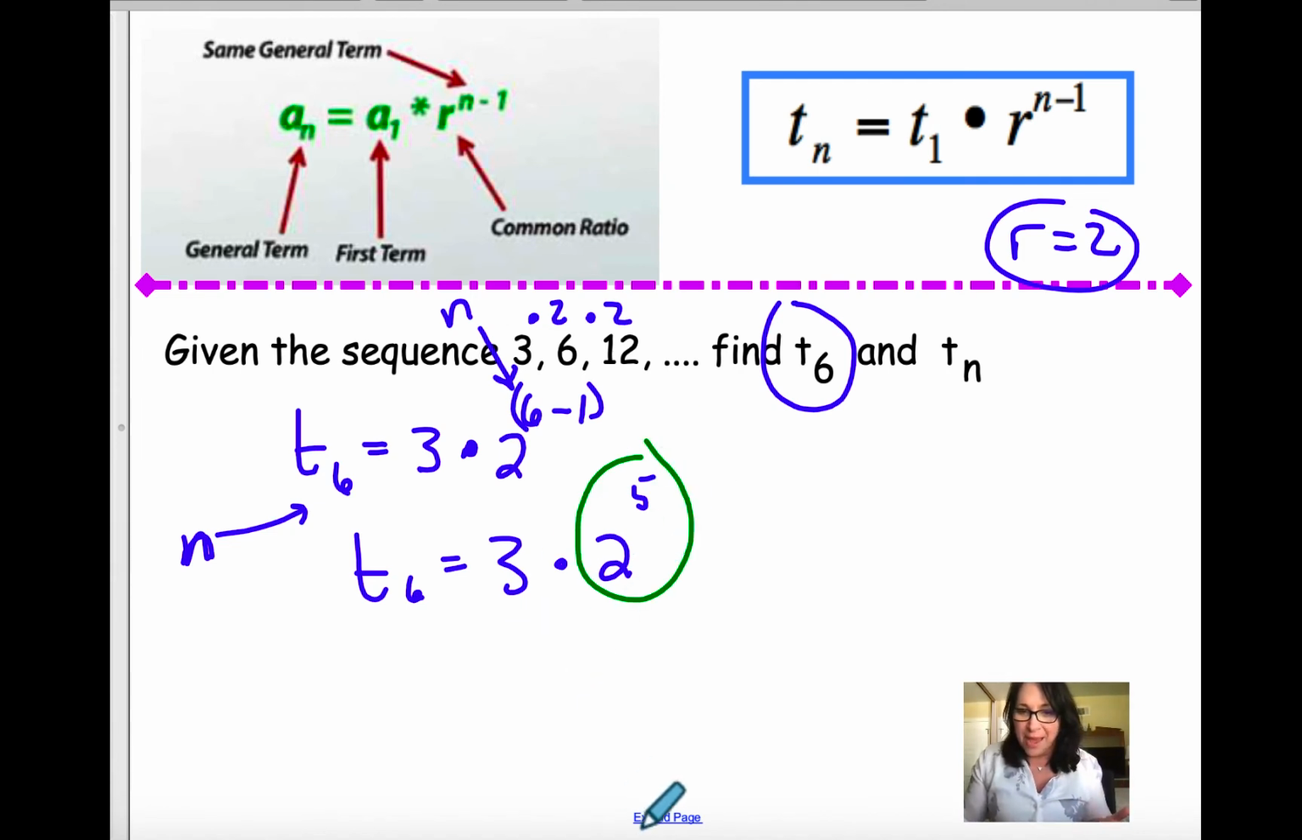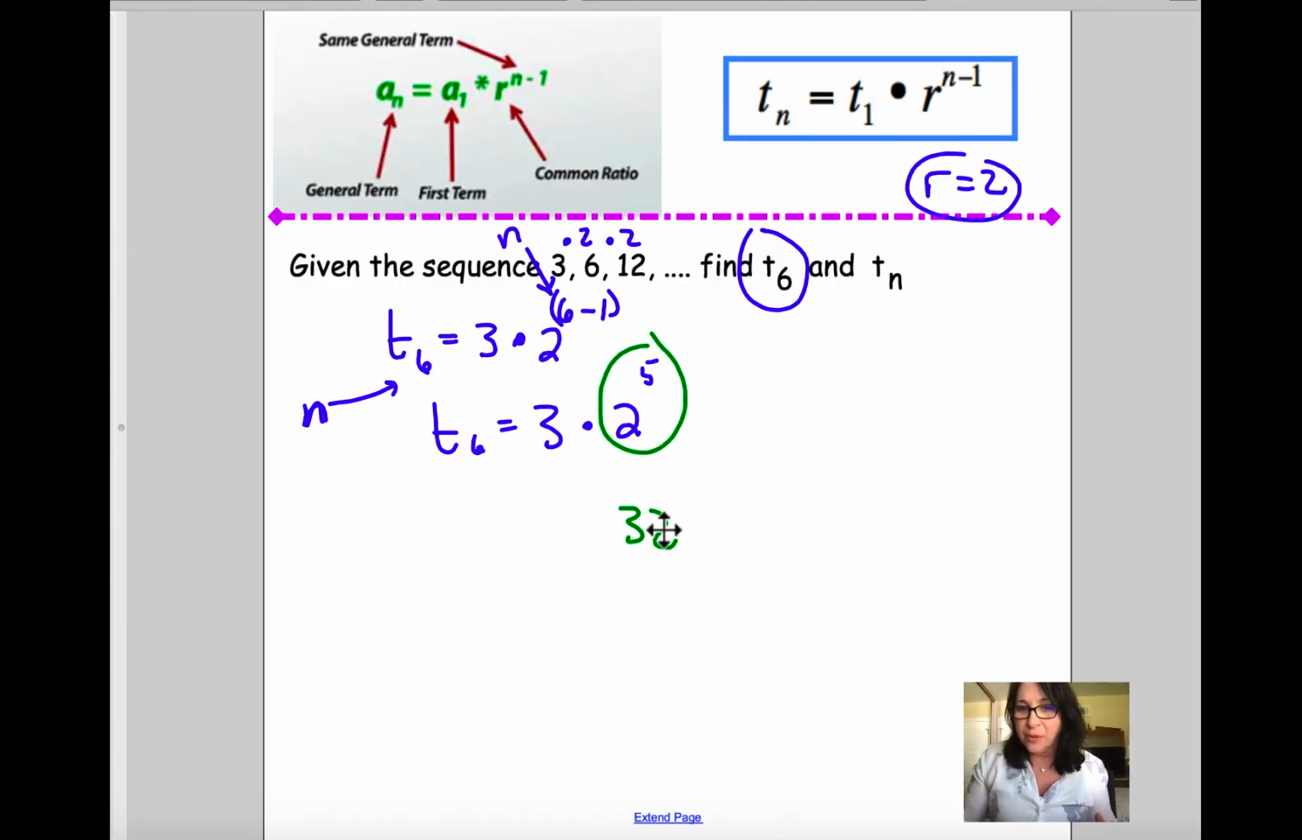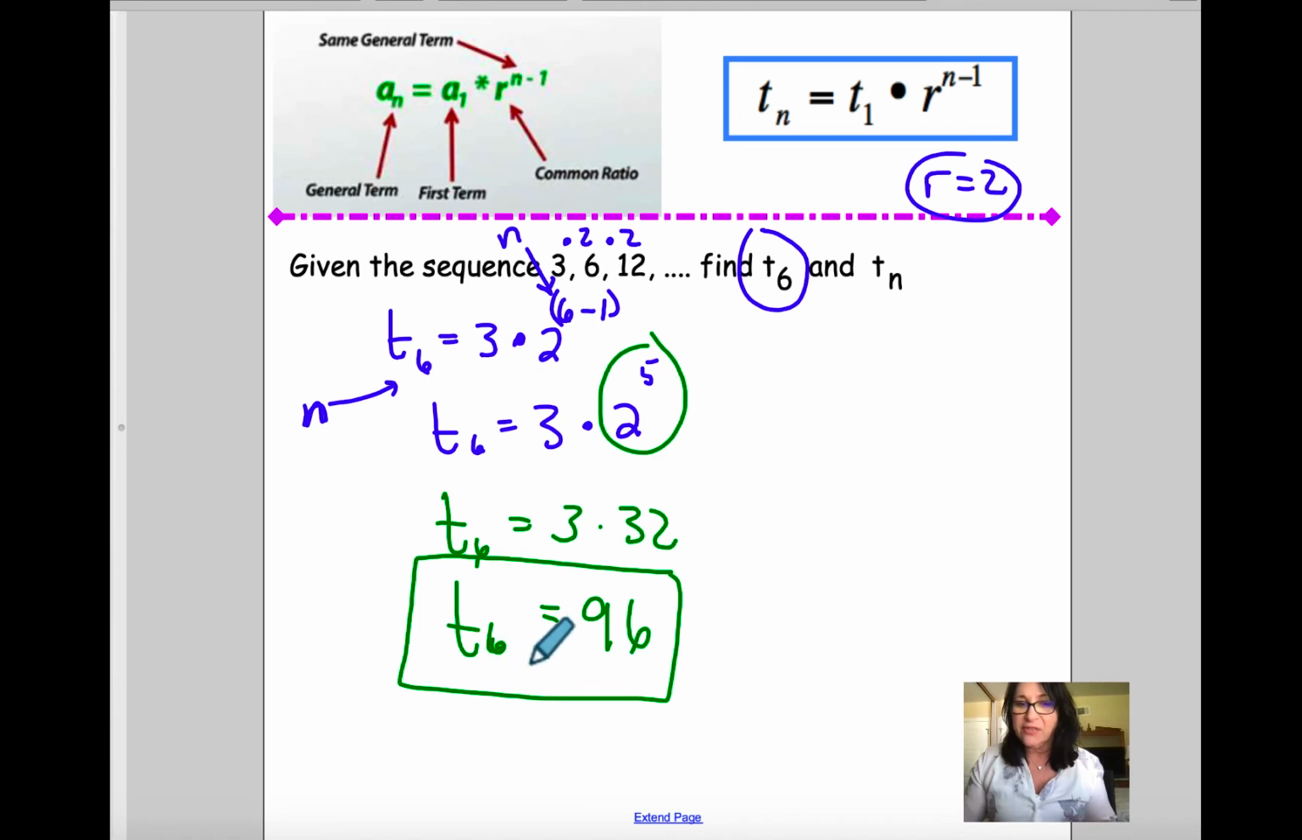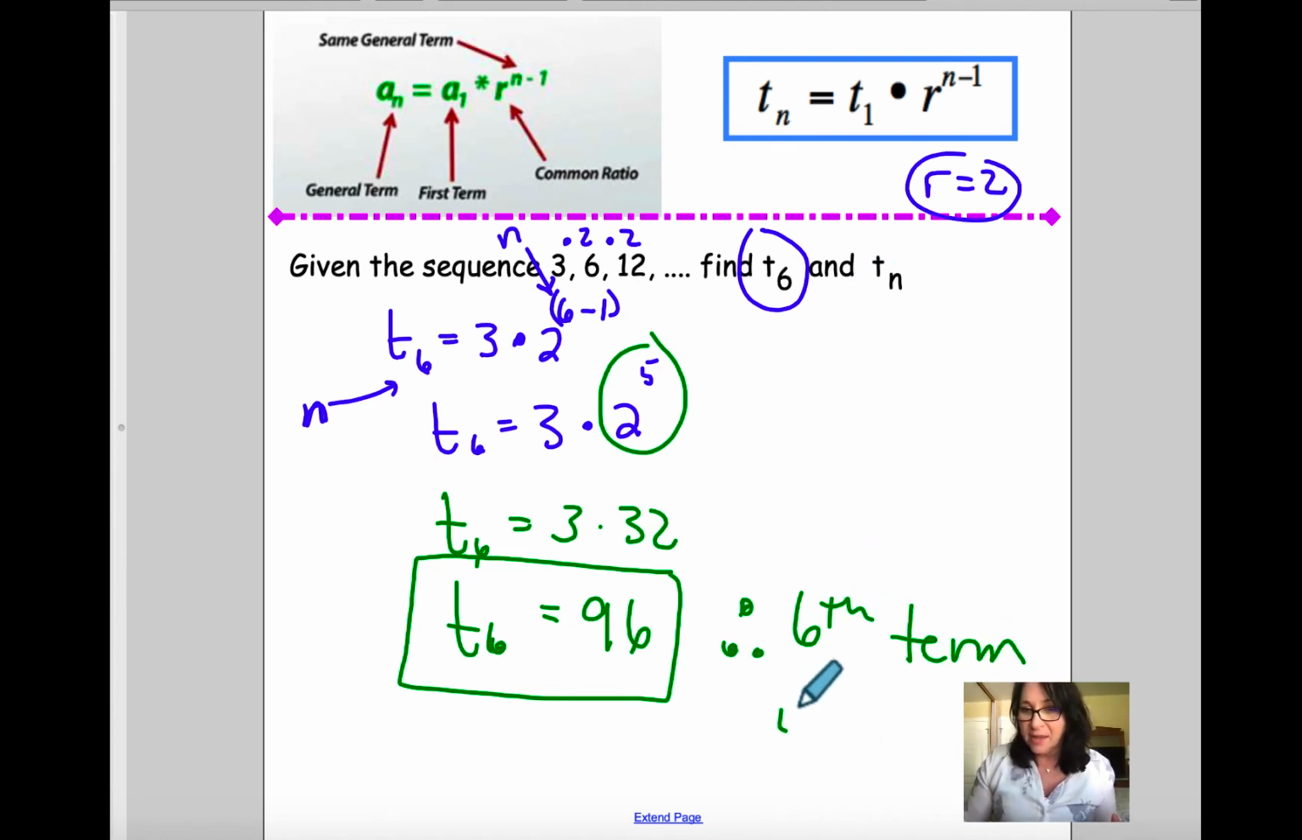So 2 to the 5th power is 32, and then 32 times 3 is equal to our T of 6, which is 96. So that means T of 6, not power, but the 6th term. So this is what you would say: the 6th term in this sequence is 96. So again, I would just be multiplying by 2, 3 more times. I mean, yes, I get that.